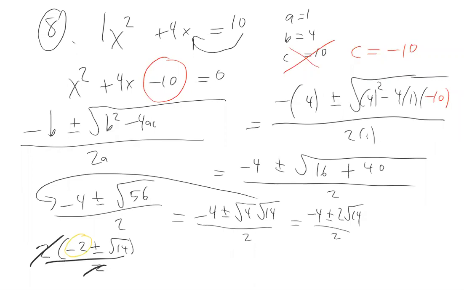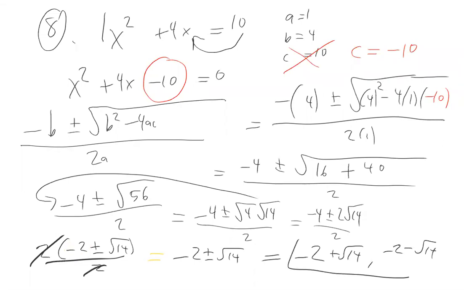So right now, we get the answer, which is negative 2 plus or minus the square root of 14. And the way that you will type your answer into the computer is negative 2 plus the square root of 14, comma, negative 2 minus the square root of 14. So that's the final answer for that problem. And let's go to number 9.